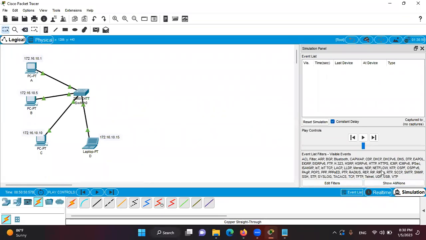Okay, so these are the protocols. We discussed protocols earlier. So these are all protocols which apply in computer networking.